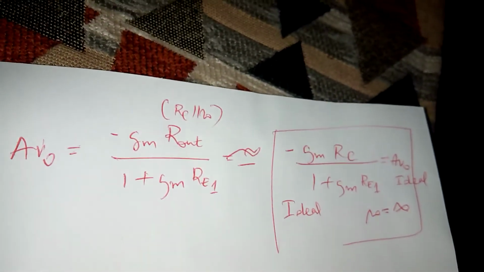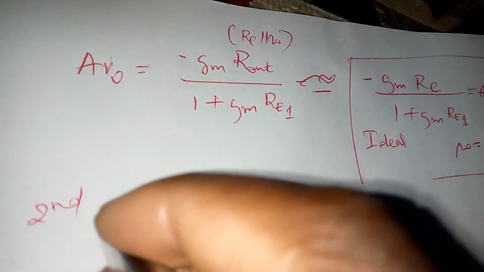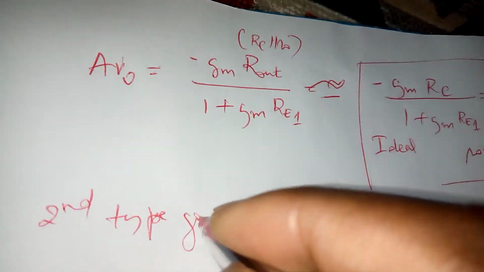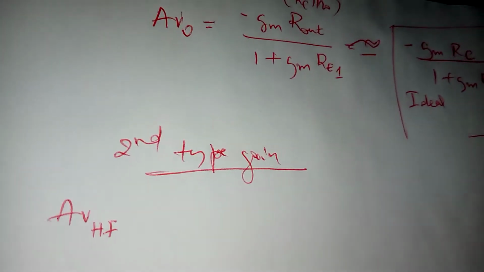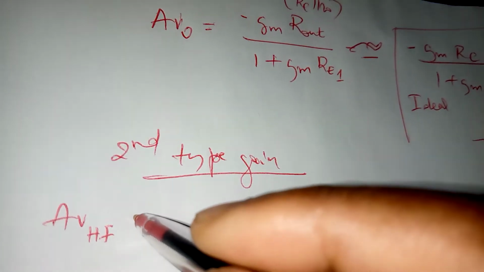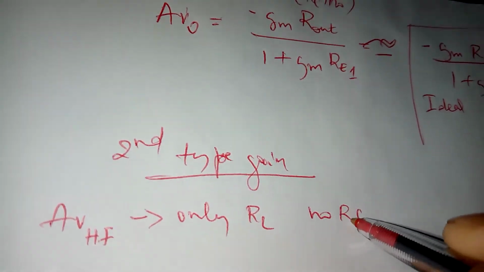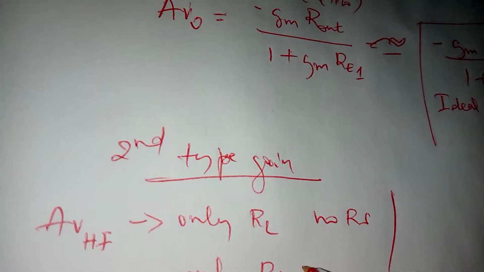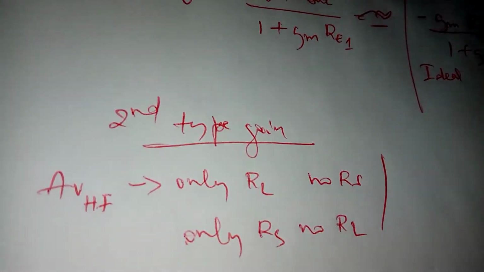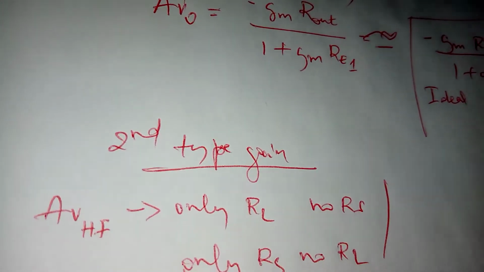Okay, very good. Now, the second type of gain to be considered here will be the half-loaded gain. This is the gain that considers only RL, no RS, or only RS, no RL. So one of the two: either RS is present but no RL, or RL is there, no RS.